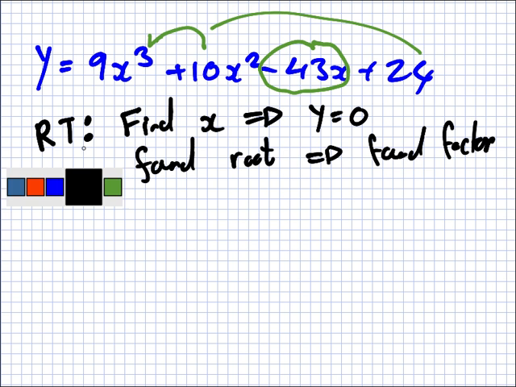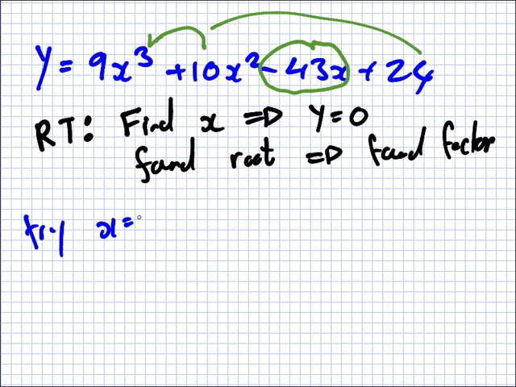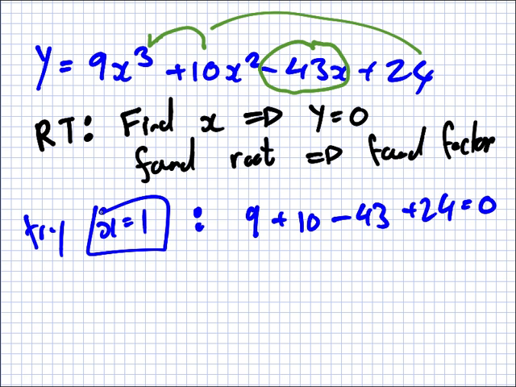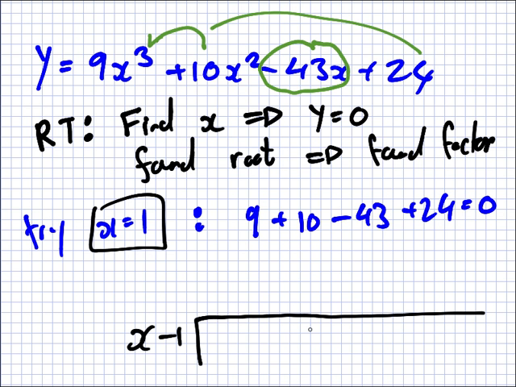because just at a glance I kind of feel like 9 plus 10 plus 24 could be 43. So if we just put in 1 to try, x equals 1, we get 9 times 1 cubed plus 10 times 1 squared minus 43 times 1 plus 24. Is it 0? Yeah. So that means if x equals 1, what is the factor? X minus 1. So then we take x minus 1 and then we divide it in.